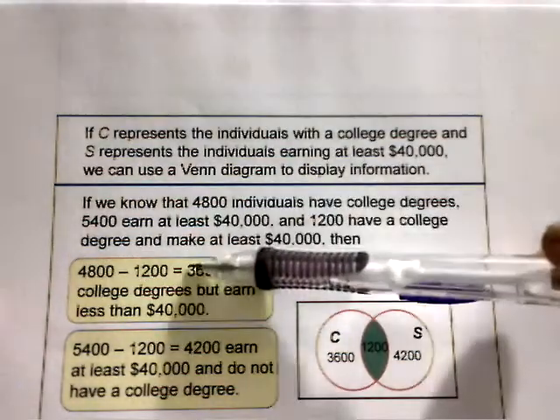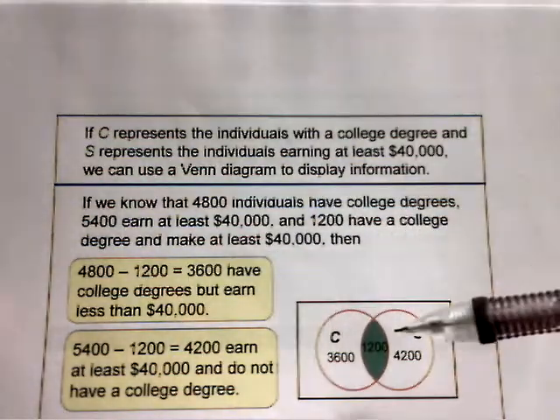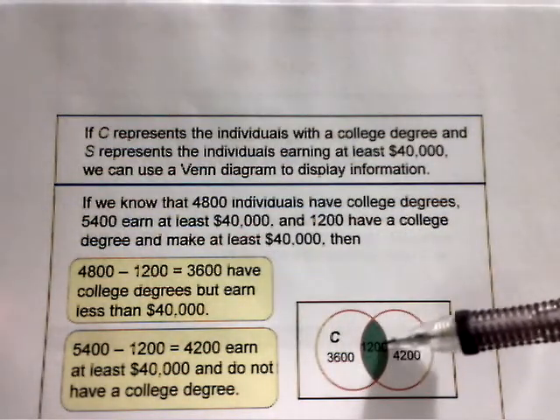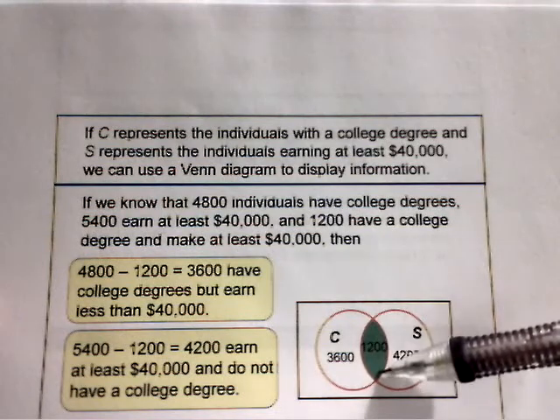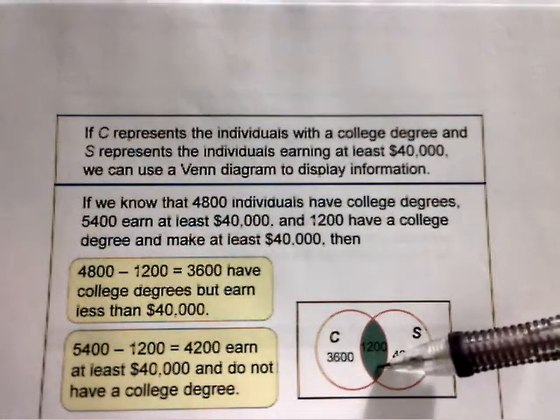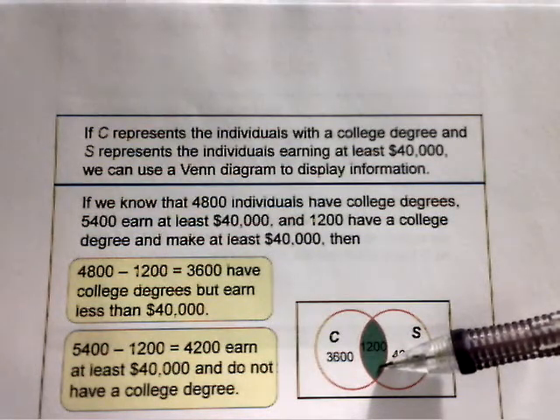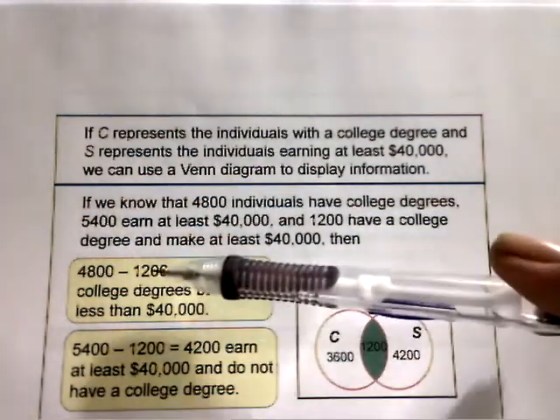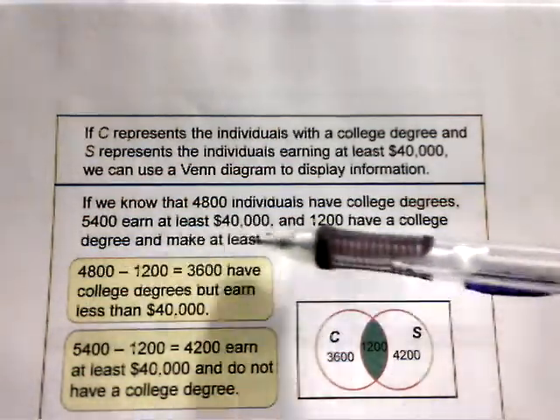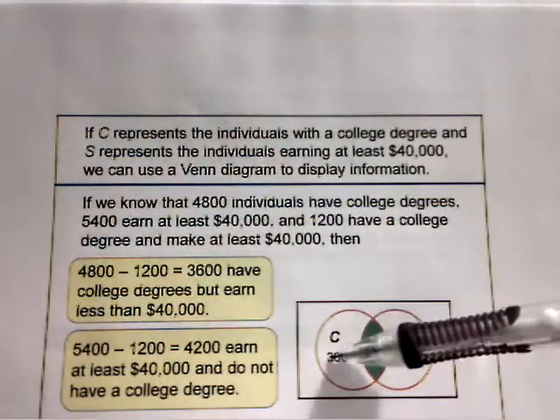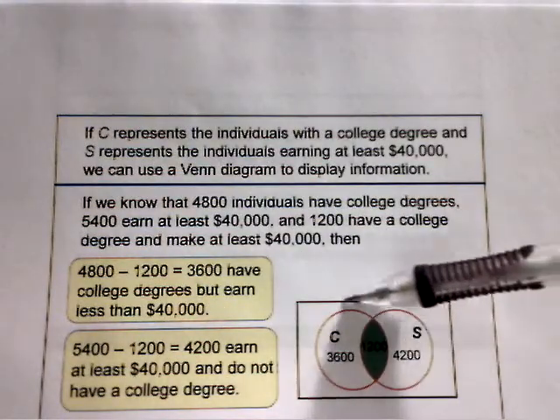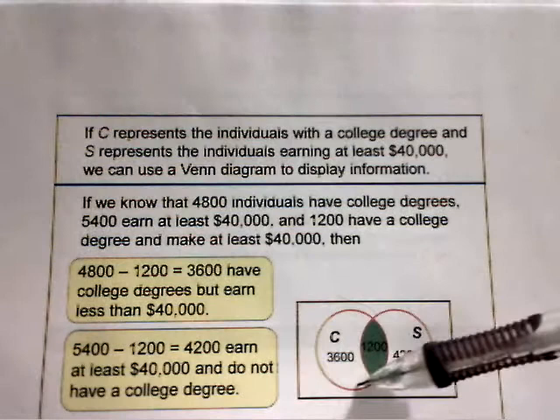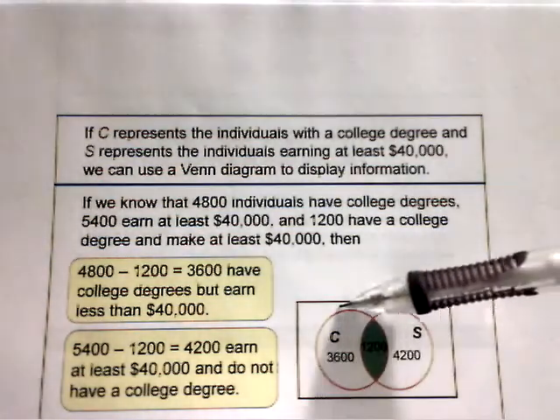1,200 of them have a college degree and make at least $40,000. Notice that 1,200 goes in this shaded area right here because that represents those who have a college degree and make at least $40,000. Okay? We know 4,800 of them have college degrees. So subtract the 1,200 from the 4,800. That would represent this part, which is 3,600, because this entire circle represents 4,800.